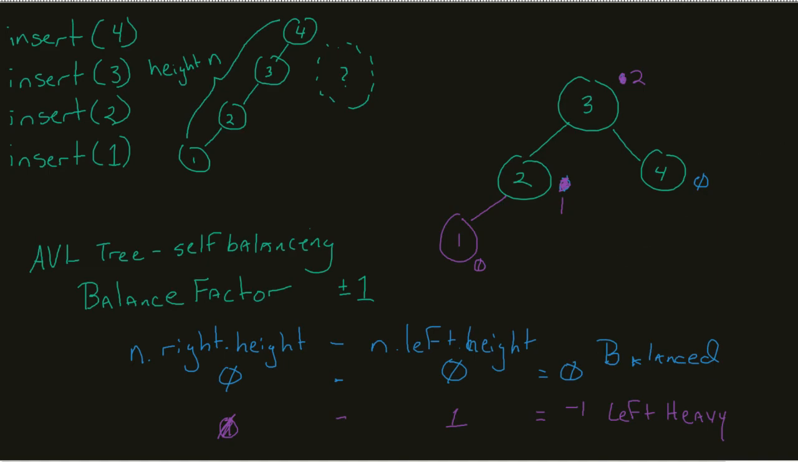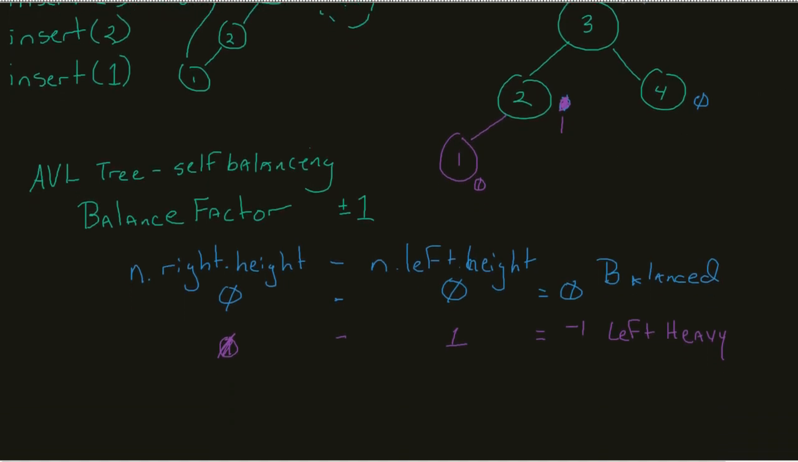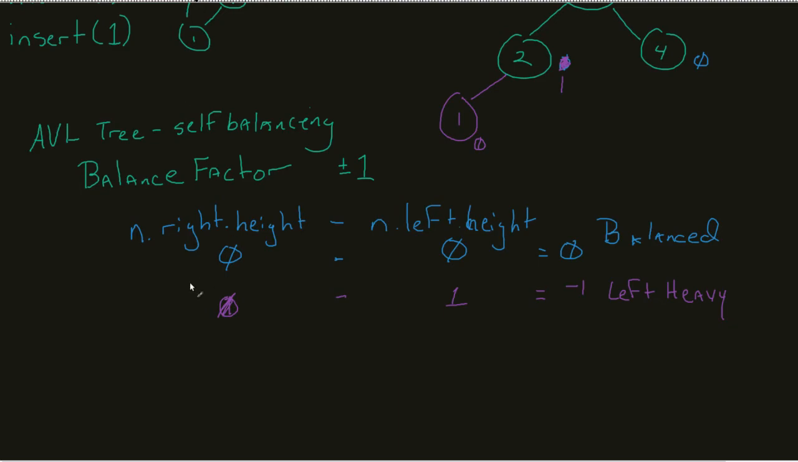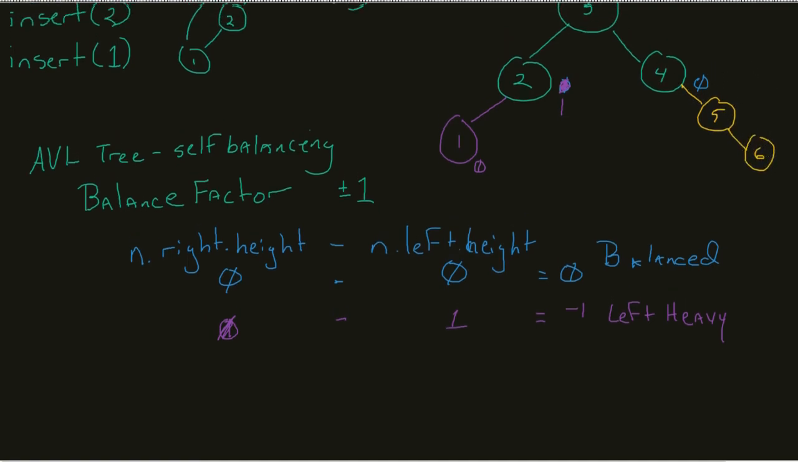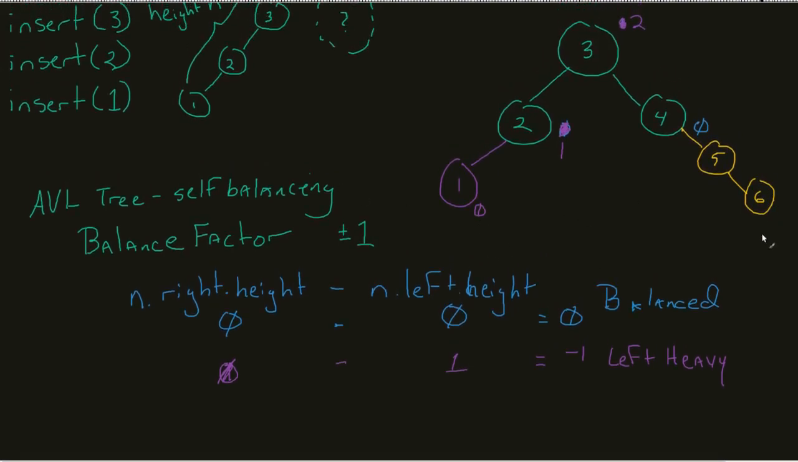So what happens if I were to come in and I added, say, 2 nodes to the 4 slot? So I came in, I gave a 5, and then I gave a 6. Well, both times as I was updating those, 6 has a 0 height, 5 has a 1 height, 4 can go 1, 2 times, so it now has a height of 2. And 3, since it can either go 1, 2, or 1, 2, 3, gets a height of 3.